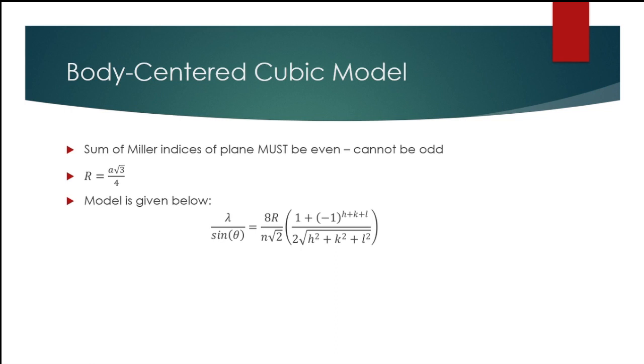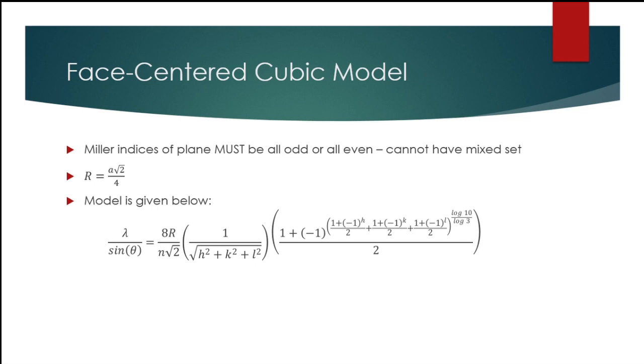However, if the sum is odd, then -1 will stay as -1, and when we divide it by 2, we will not see anything because the numerator will be 0 instead, and thus this corrects for the reflection rules which Bragg's law fails to predict.